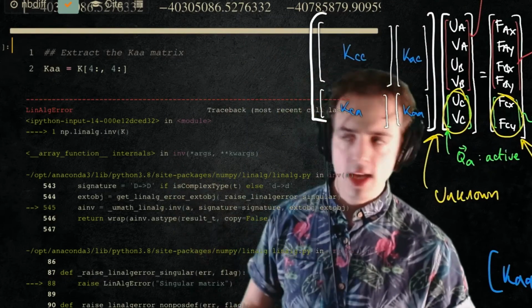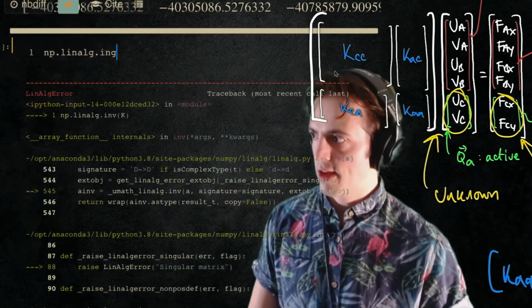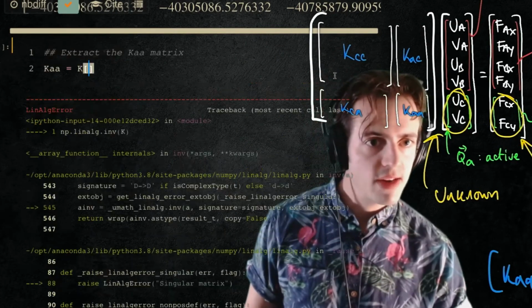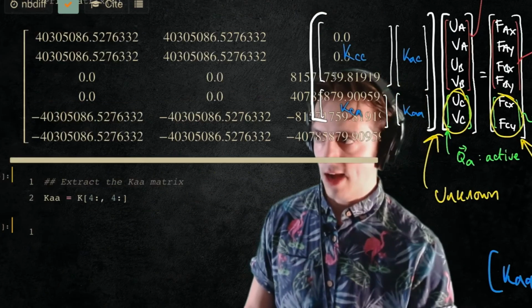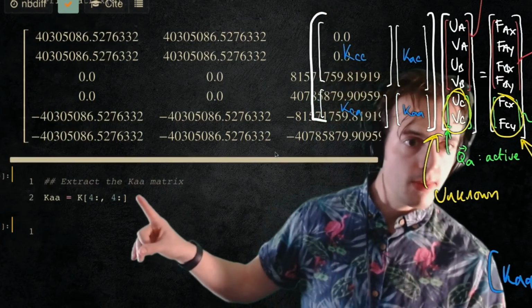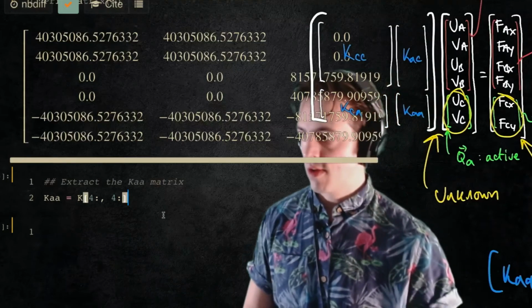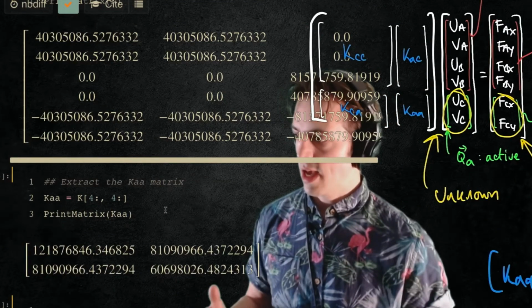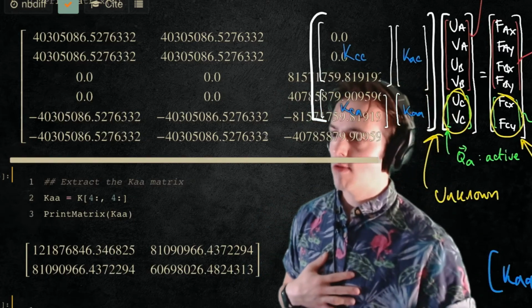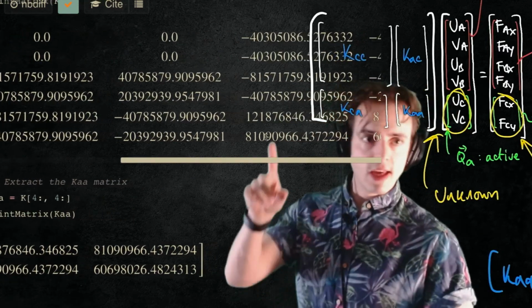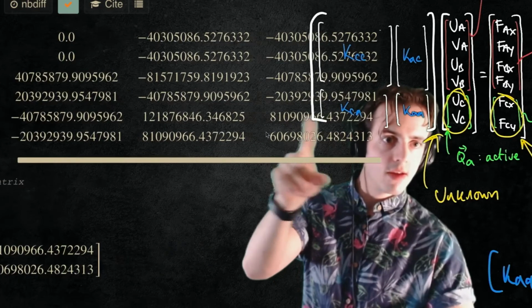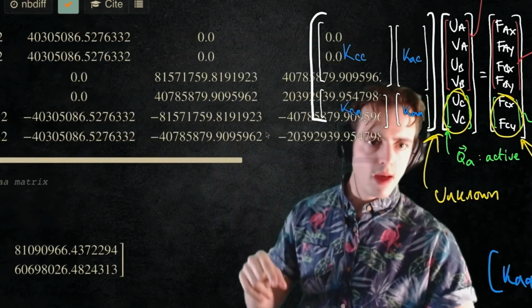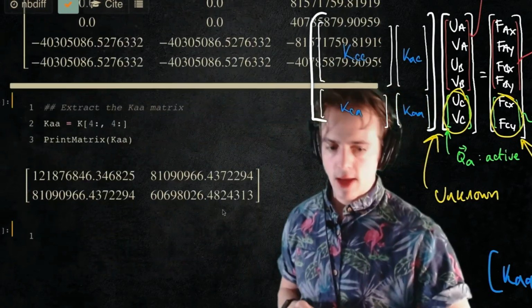I've got rid of this cell, which was previously the one that gave me the error. I've now just said, let's extract the lower right-hand corner matrix. Okay, this is the one that we want to solve. Let's do print matrix KAA. Okay, so this is just the lower right-hand side of here. It's just taking these 4 terms and putting them out into their own matrix down here.